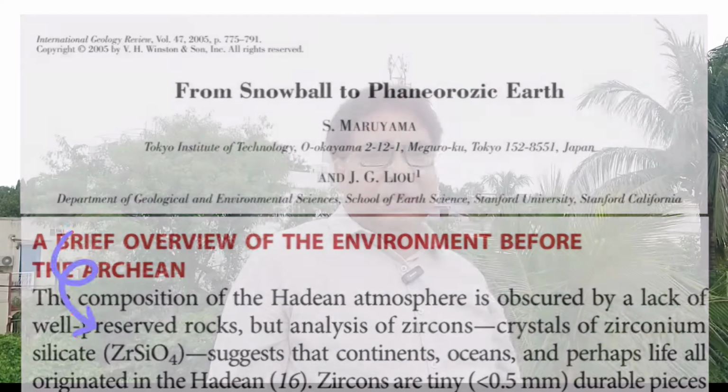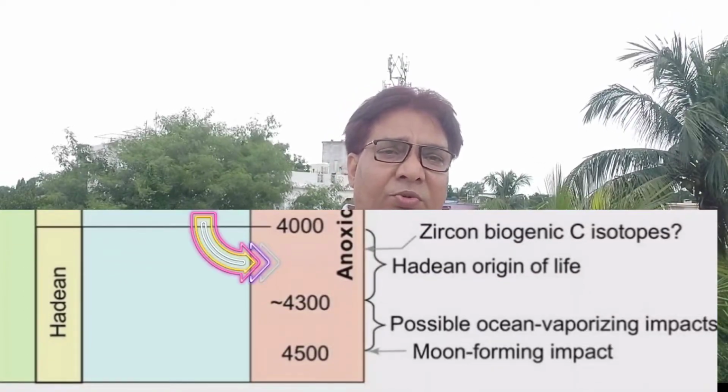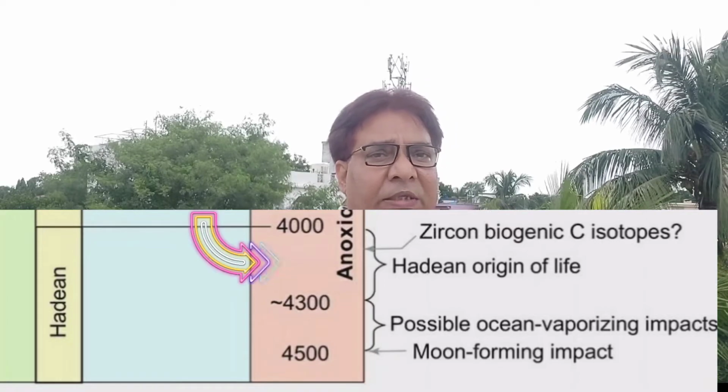Radioactive analysis, uranium and lead radioactive half-life analysis, reveals that there was a rock called zircon, zirconium silicate, and the carbon analysis, radioactive carbon delta 13 analysis, reveals that life might have originated during this 4,300 to 4,000 million year period. That is called the Hadean origin of life. Whether life originated once or more than once, it is difficult to say.